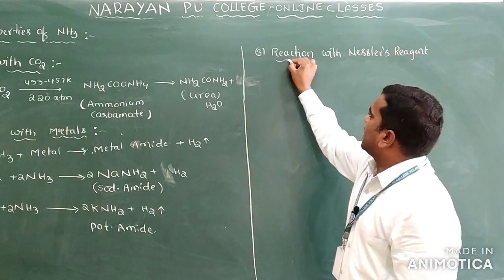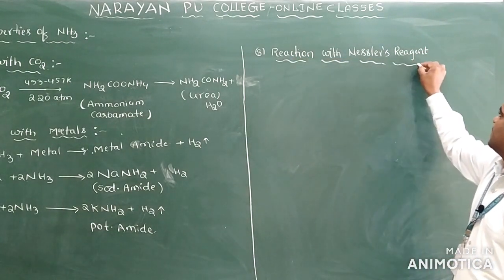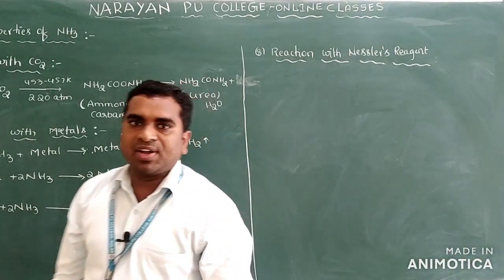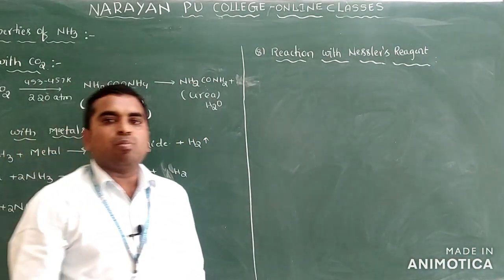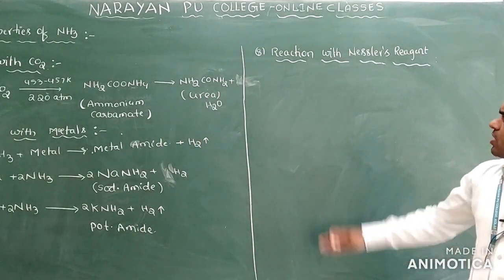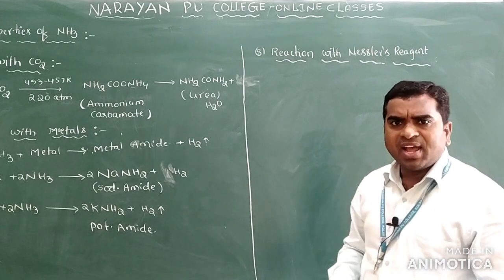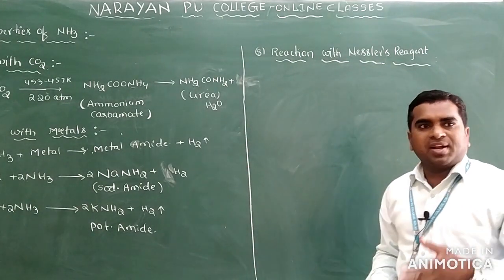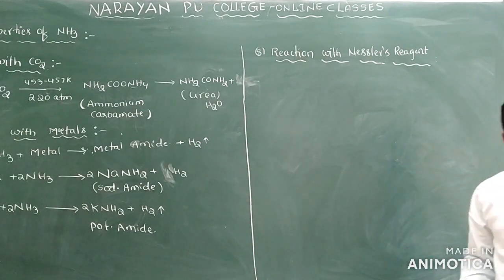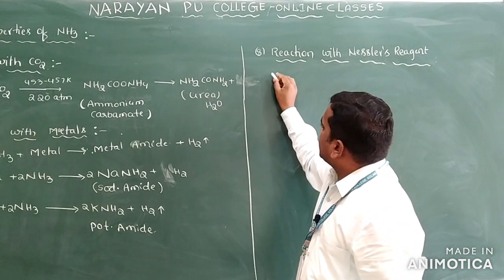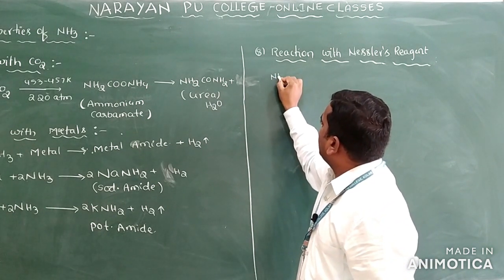Reaction with what? Nessler's reagent. This Nessler's reagent is used to identify ammonia and ammonium salts. Whenever ammonia and ammonium salts react with Nessler's reagent, it gives a brown precipitate. So if you get a brown precipitate, then the molecule may be ammonia or ammonium salts.